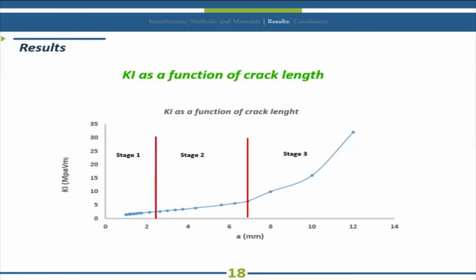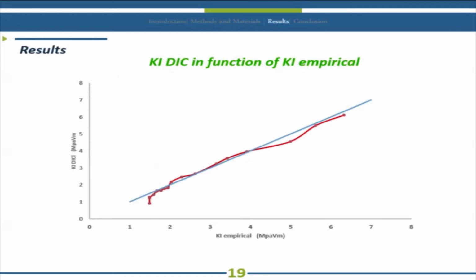In this slide, we will look at the curve of the stress intensity factor in correlation to crack length. It can be seen that the propagation of the crack occurs in three stages. The first stage corresponds to the initiation of the crack, where it is stable. Then it evolves in a progressive manner, which is shown in the second stage, while the last stage corresponds to the sudden propagation which leads to the failure of the specimen. From the following graph, we can determine that the stress intensity factor based on DIC shares a similar result to that of the analytical method.